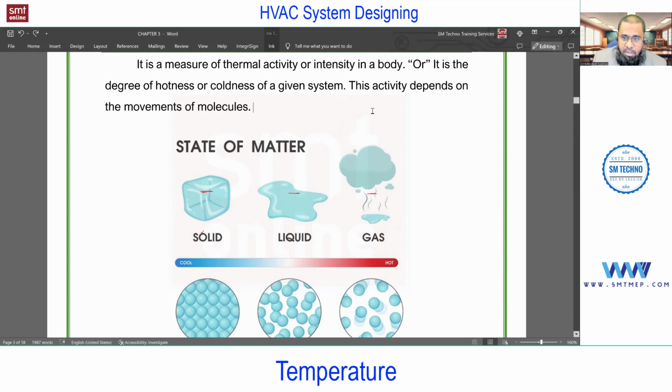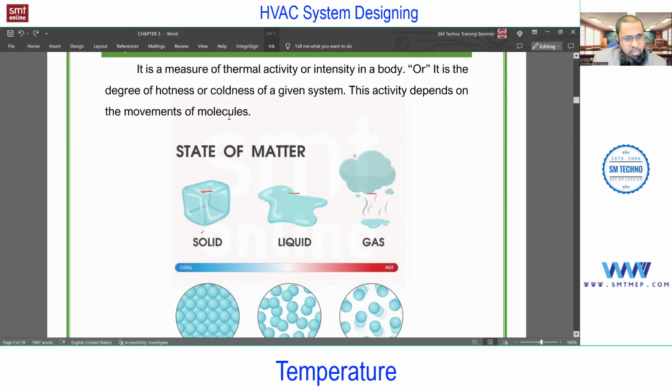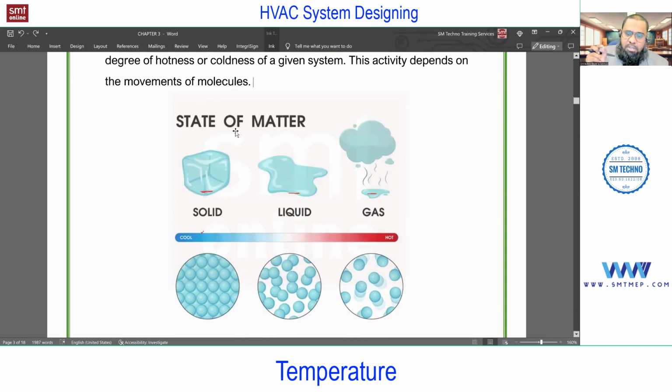Here the activity depends on the movement of molecules, so the molecules start vibrating. In solid, the temperature is less, and that's the reason the molecules can be closely packed, because the movement is less, right? As the temperature increases, the movement increases, so it requires more space for the movement. That's the reason you'll find more space in liquid and further in gas. So I think you are getting my point, and you are able to understand the nature of temperature.